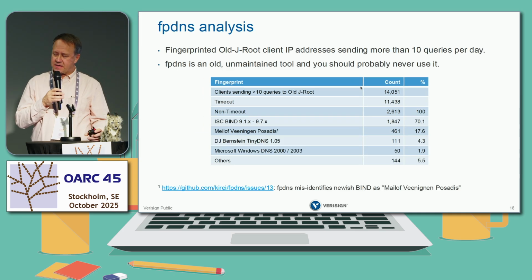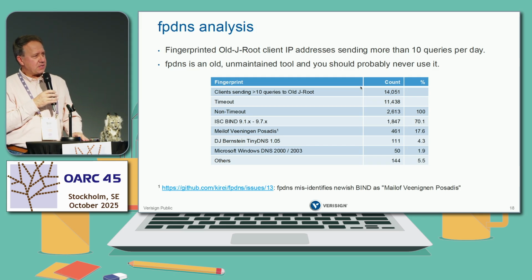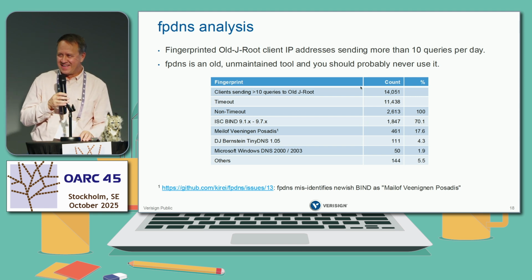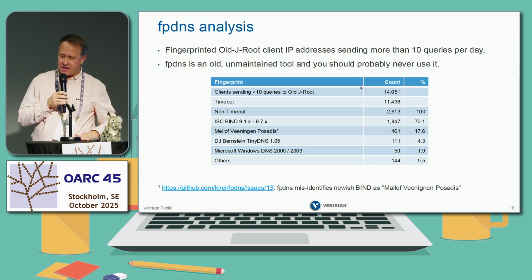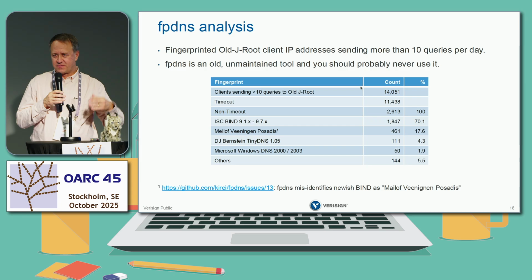So in addition to that, I used the FPDNS tool, which some people may be familiar with. Like I say here, this is a really old, unmaintained tool, and you should probably never use it. It's kind of okay in this case because about the time that FPDNS stopped being maintained was about the same time that this version of this problem in BIND appeared to get fixed.